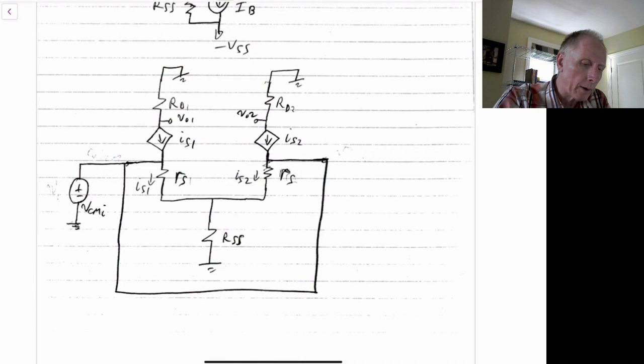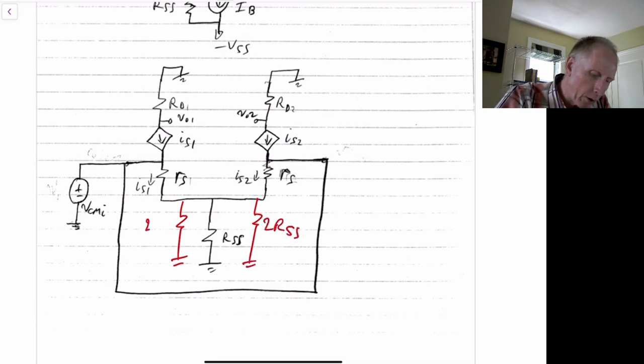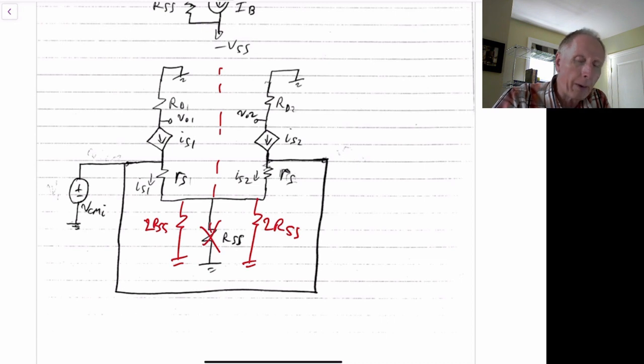So we require this circuit to look like a balanced circuit. Right now there's a resistor over here which is just one resistor and not on both sides. We can change the way this circuit is drawn by putting two resistors here. Make this 2R sub SS, and then eliminate this resistor. Now we have a balanced circuit in the middle, so we can draw a line down the middle and see the balance on either side of the line.